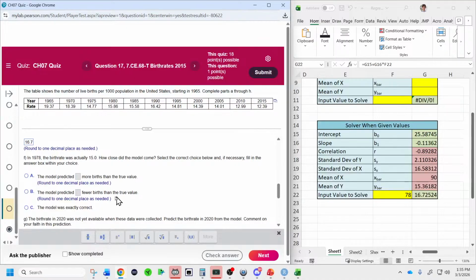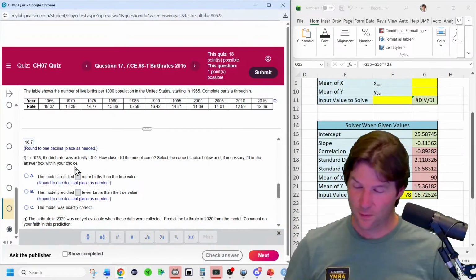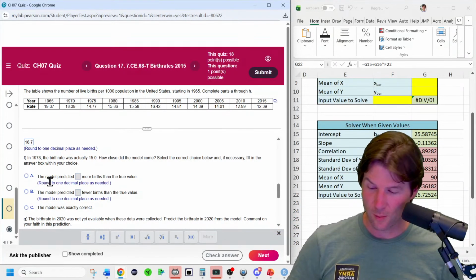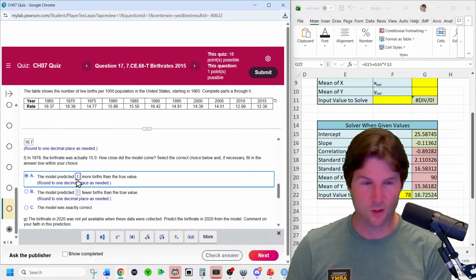So next, it's actually 15. So how close was the model? So remember, it's actually 15. That means the model's over it. It's below it. So that means the model predicted this many more births than the truth. So 1.7, we're just subtracting.